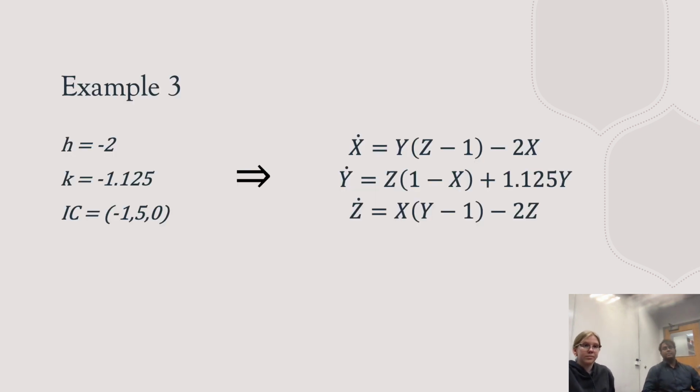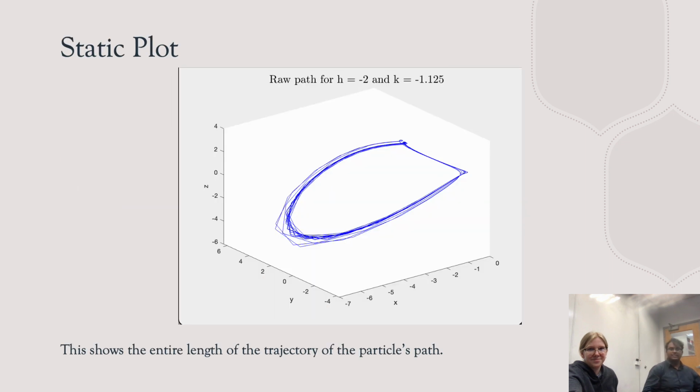Alright, so the final example that we have here has an h value of -2 and a k value of -1.125 with a recommended initial condition of -1, 5, and 0. And this is one of my favorite shapes of all those three because it looks like a horseshoe, and this is actually a more classic example of a limit cycle. And the authors discuss the reason why this happens in the paper. They say again it's because of a period doubling cascade.